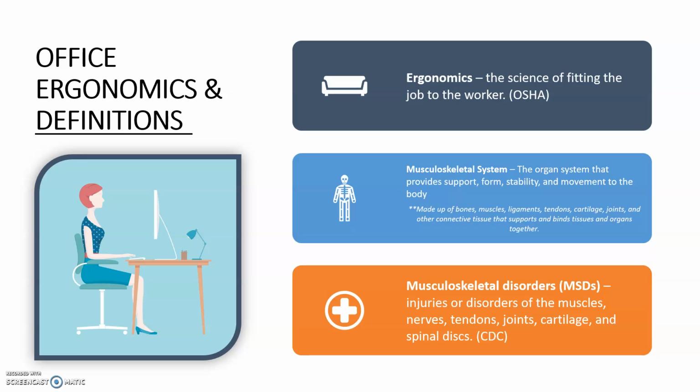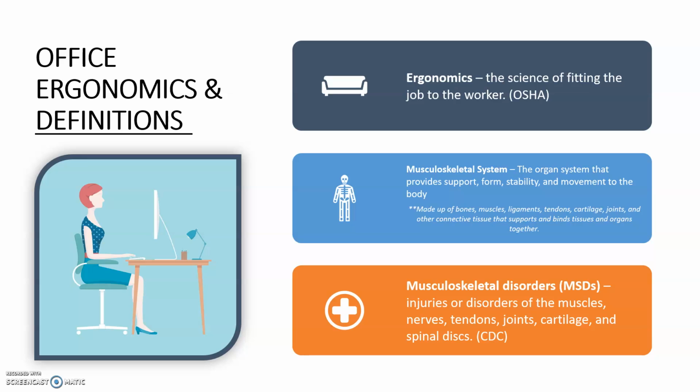First off, ergonomics is the science of fitting the job to the worker. And the next definition is musculoskeletal system, which is the organ system that provides support, form, stability, and movement to the body. And it is made up of bones, muscles, ligaments, tendons, cartilage, joints, and other connective tissue that supports and binds tissues and organs together.